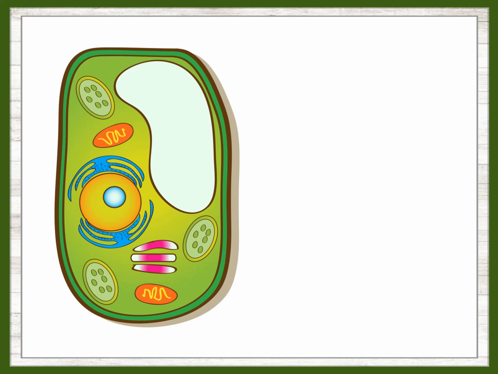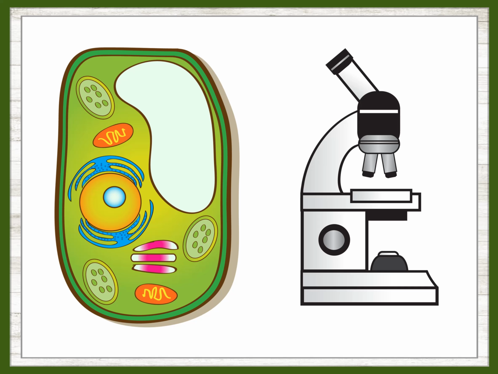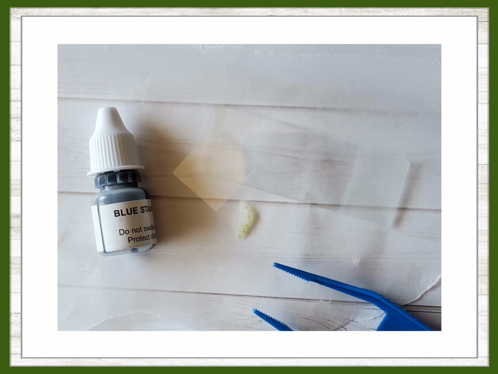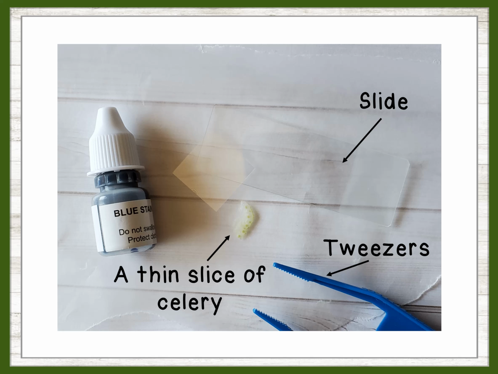You've probably seen lots of images of plant cells, but what do those cells actually look like under a microscope, and how are they different from animal cells? If you have a microscope and would like to do this yourself, you will need a slide, a pair of tweezers, a thin slice of celery, a slide cover, and some blue dye. The blue dye is optional, but it does help make it easier to view the cells.